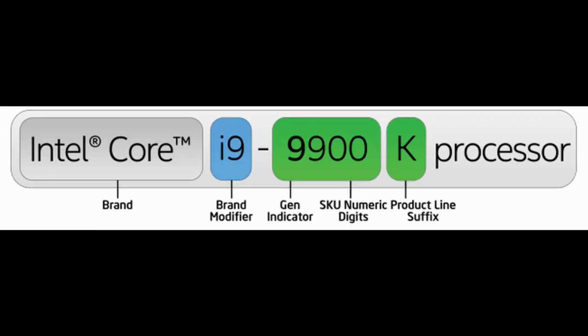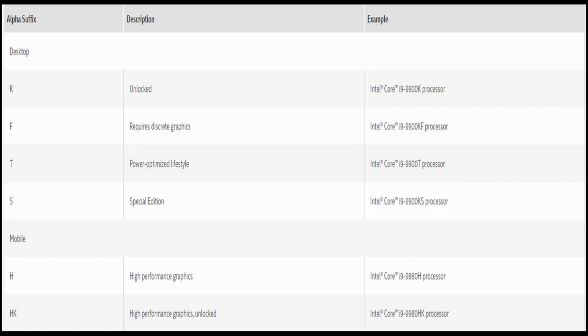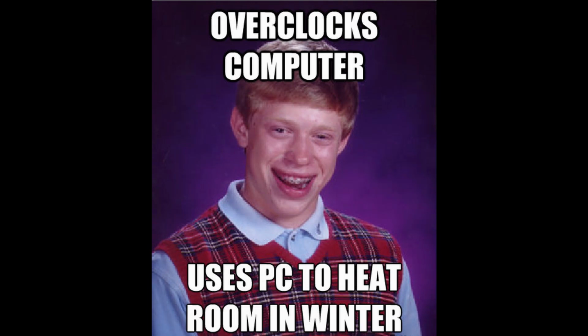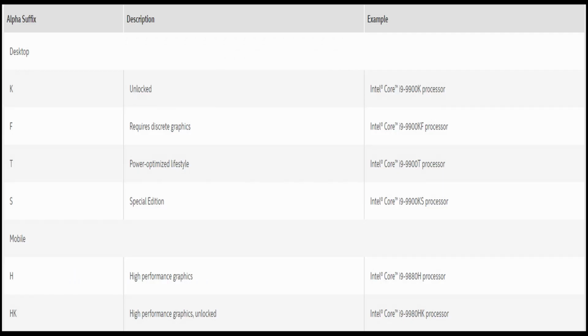Moving on to the 9th generation. The 9th generation of Intel's Coffee Lake CPUs uses the same alphanumeric scheme as the other generations, but there are only two main letter designations to make a note of. The first one is K, which means that the processor is unlocked and can be overclocked to squeeze extra performance out of it at the cost of additional power consumption and heat generation. The second one is F, which means that the processor has no integrated graphics and therefore you need a discrete graphics card to connect the PC to a display.